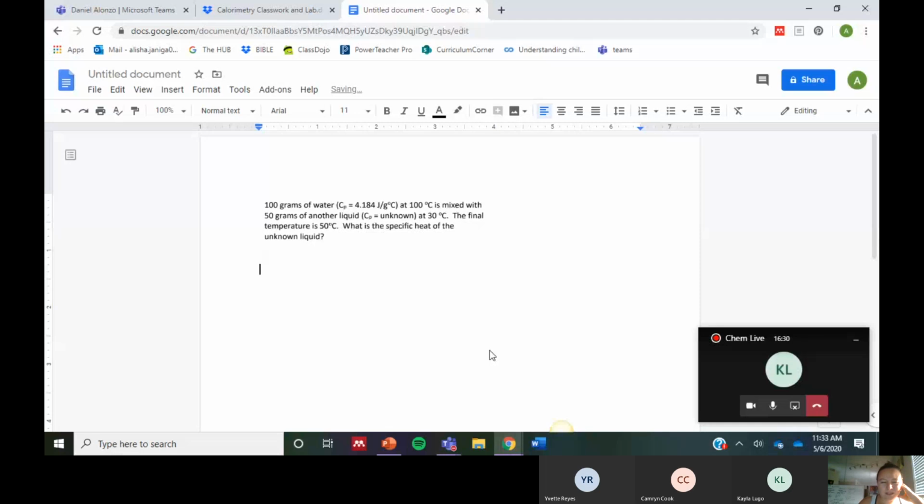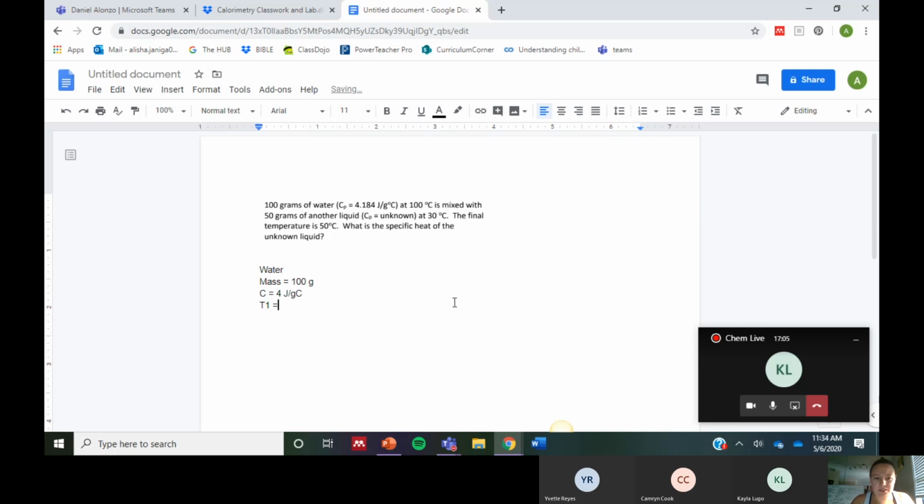All right, so this question says we have 100 grams of water. It's at 100 degrees C, and it's mixed with 50 grams of an unknown liquid at 30 C. And the final temperature is 50 C, and we want to know what is the specific heat of the unknown. So we have the water. We know that the mass is 100 grams. The specific heat, we're going to round that off to 4. So I don't want to deal with decimals. I'm sure you don't either.